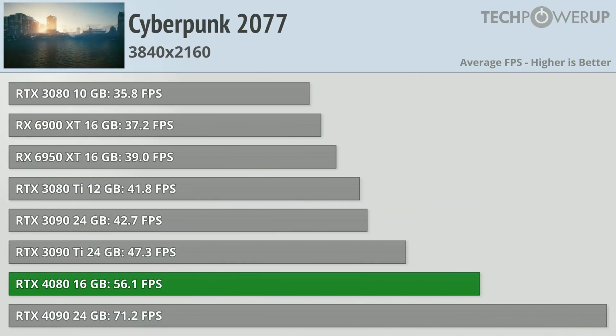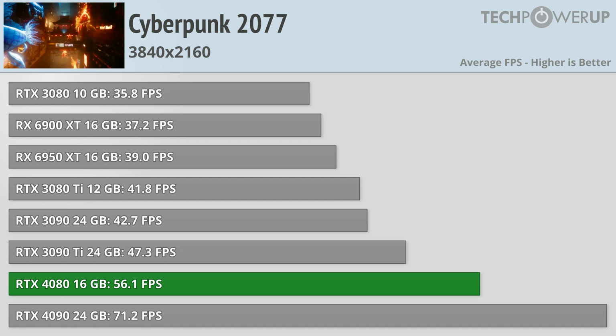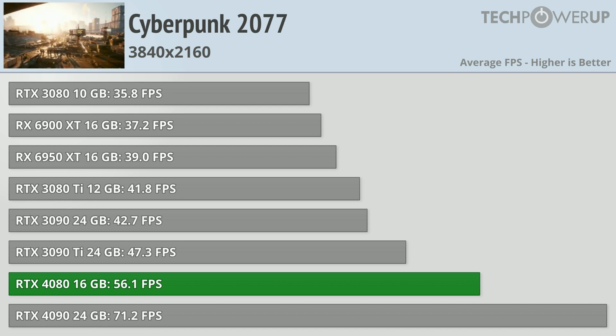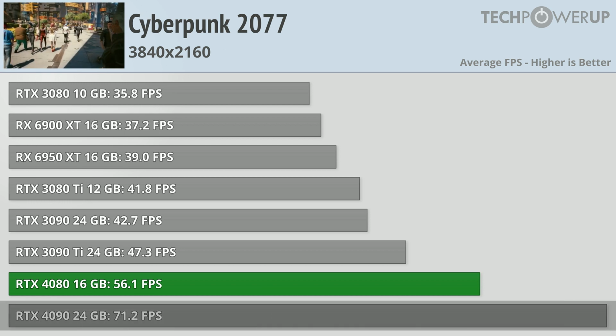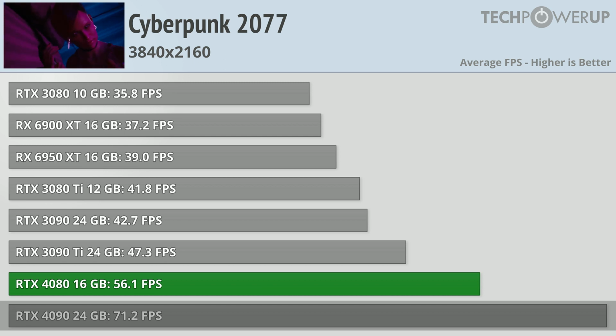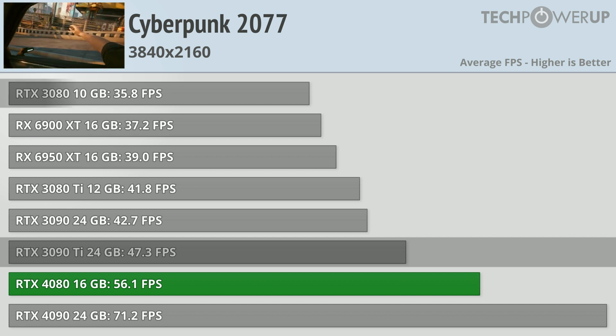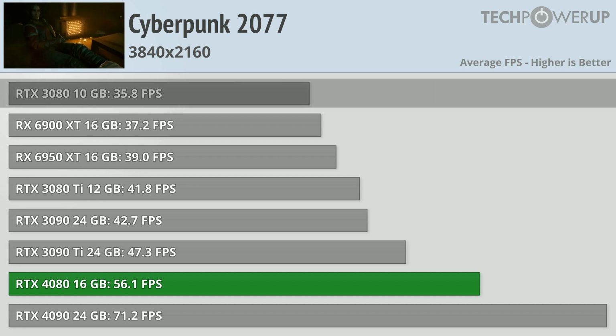Taking a look at Cyberpunk 2077, and at 4K, the RTX 4080 is at 56.1 FPS, so it's just shy of a 60 FPS experience. The RTX 4090 pulls off its biggest lead of 71.2, meaning 27% faster, the 3090 Ti being 16% slower, and the gen-over-gen growth from the RTX 3080 being 57%.